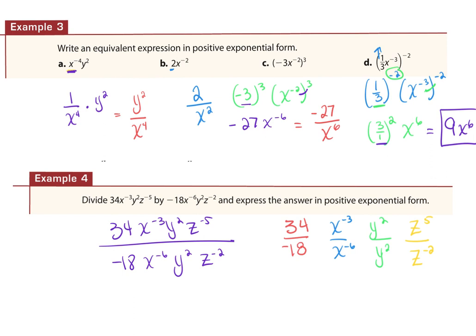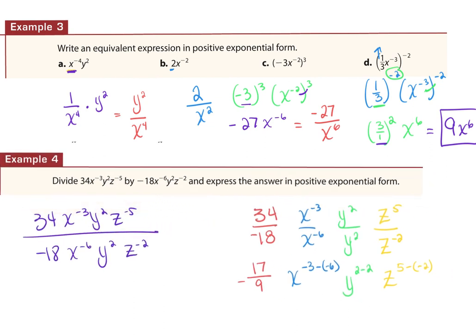We're going to take it a piece at a time. What goes into 34 and into 18? 2. What do I get? On top I get 17, right? Over 9. Yes, if I divide both by 2. My rule for my x's is negative 3 minus a negative 6. We'll come back to that. Y is going to be 2 minus 2. Z is going to be 5 minus a negative 2. Okay? So that's what I mean by take it a piece at a time.